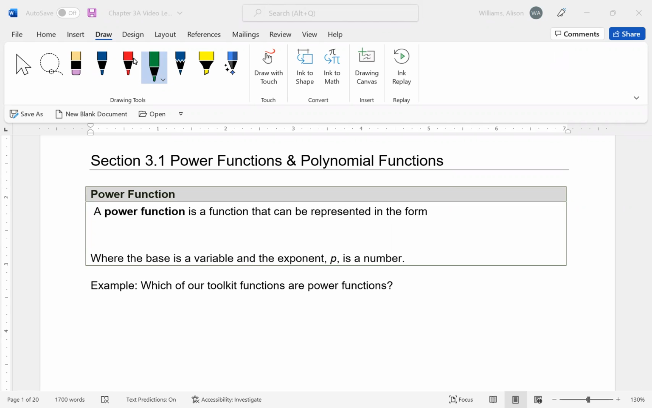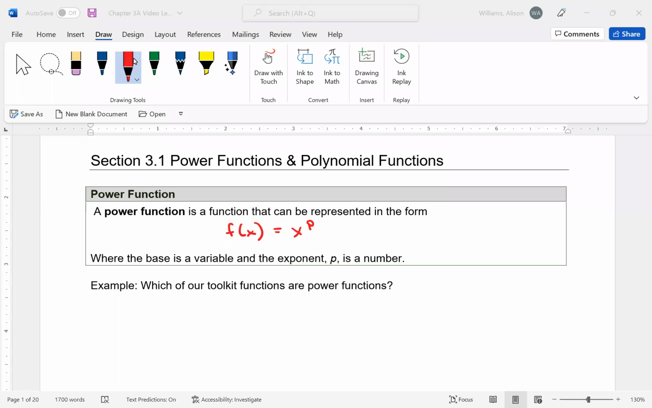A power function is a function that can be written in the form f of x equals x to the p. Let me fix that. p is the power of the power function, or the exponent. x would be the base. So functions are in this form. Now, technically, it could have a constant out in the front.